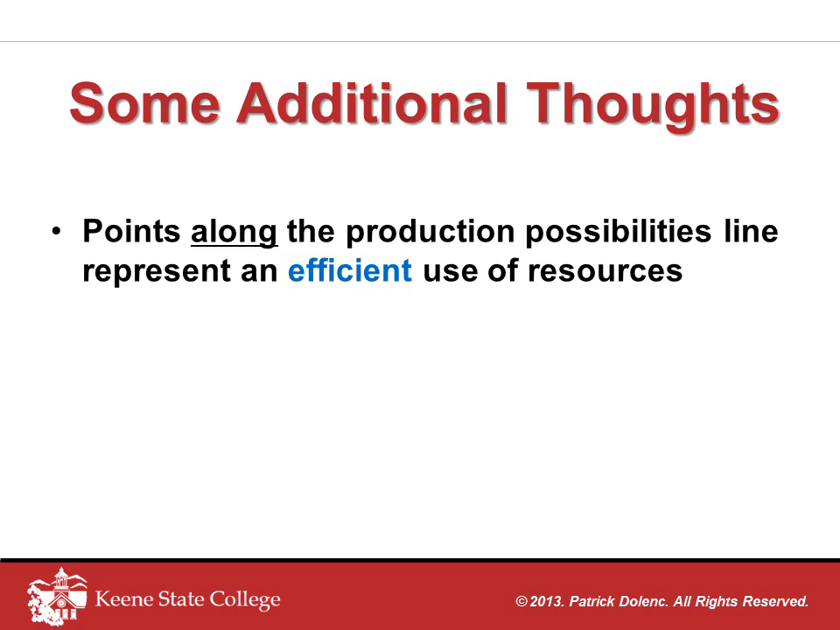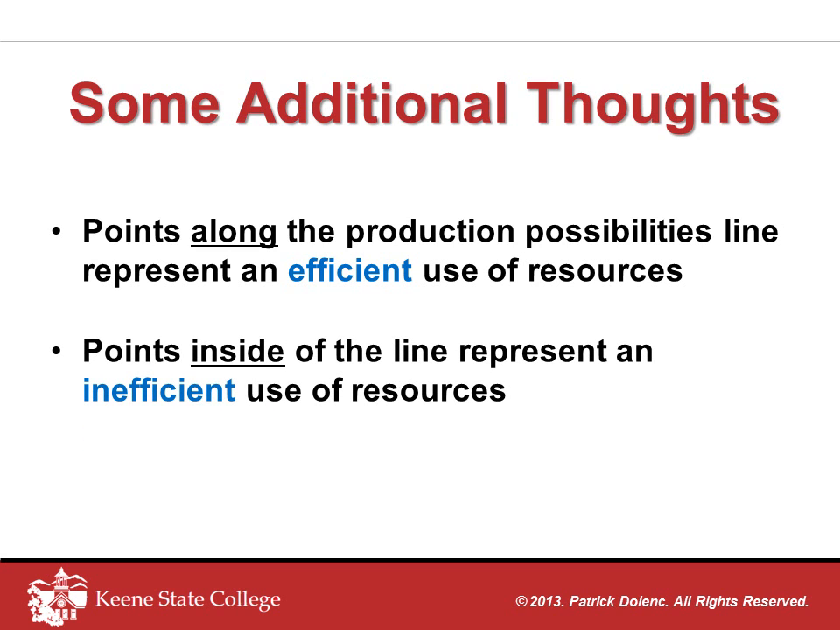The second point to be made is that any point that's inside the line, that is to say a point that is between the origin of 0, 0 and the line that we generated for either Washington or Oregon, is an inefficient use of resources. By inefficient, we mean that it's possible, but we could do better because we're not using all of our resources. It assumes that some resources were unused or wasted, and we had no productive output to show for it.